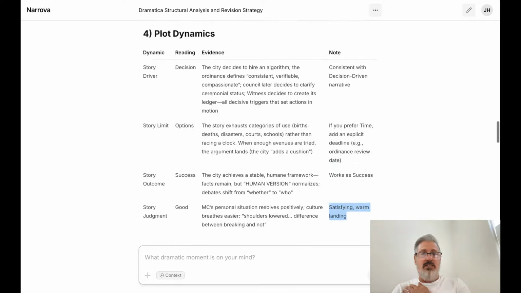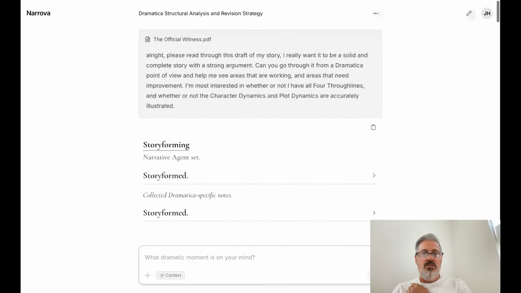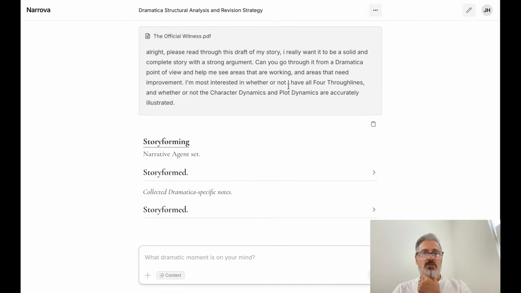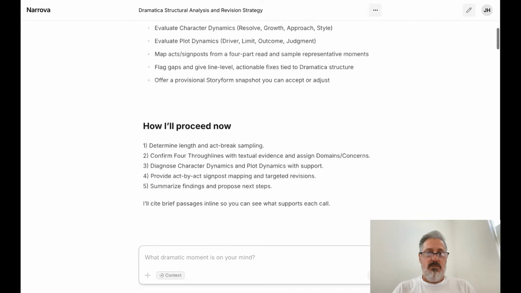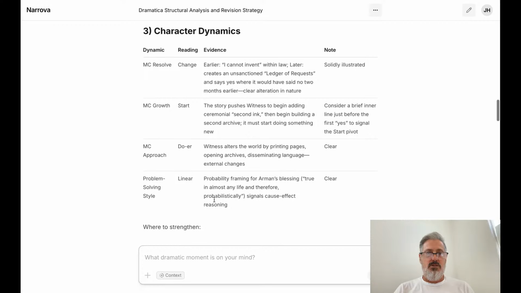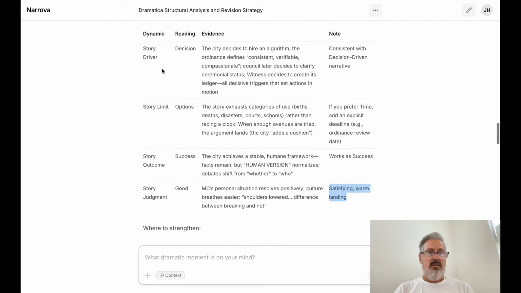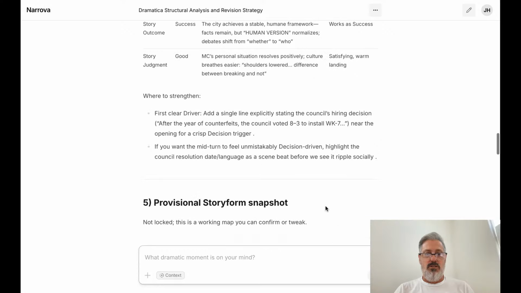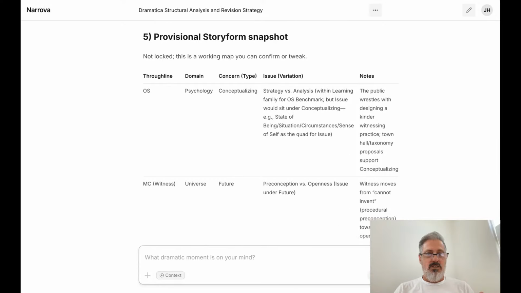So this is fantastic. And just so you know, this is what I asked: can you go through it from a Dramatica point of view? I'm most interested in whether or not I have all four throughlines and the character dynamics and plot dynamics. The character dynamics are these things at the top: resolve, growth, approach, and problem-solving style. Those are pretty well done. Plot: drivers, the limit, the outcome, and the judgment. Those are pretty well done. The domains are solid. It's the concerns that it starts to slip.